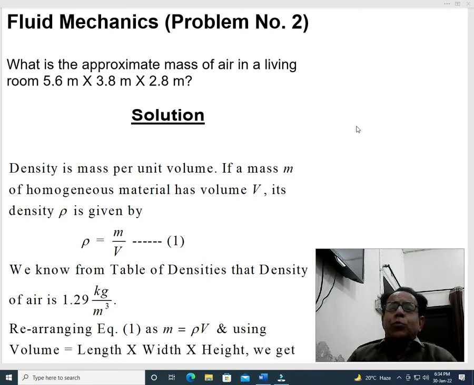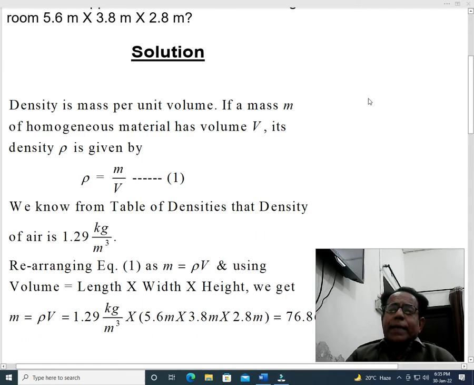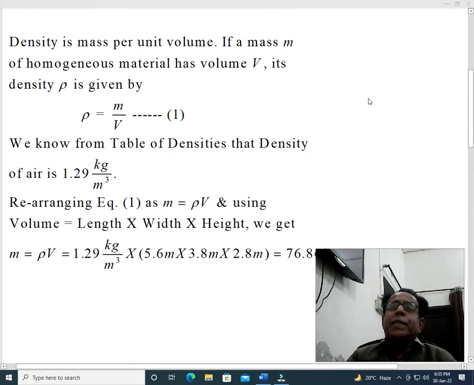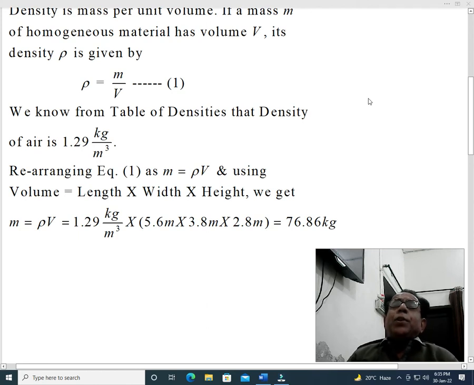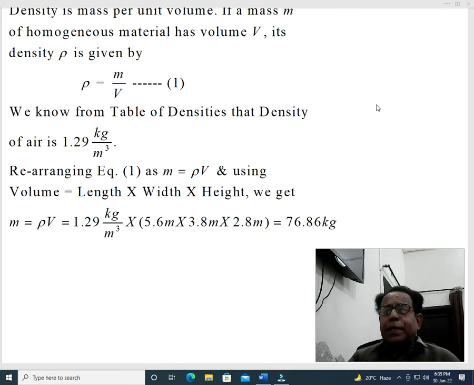Density is mass per unit volume. If a mass m of homogeneous material has volume capital V, then its density rho is given by rho equal to m over capital V. That is, density rho equals mass over volume. We have designated this expression as equation number 1. We know from the table of densities that the density of air is 1.29 kilogram per meter cube.